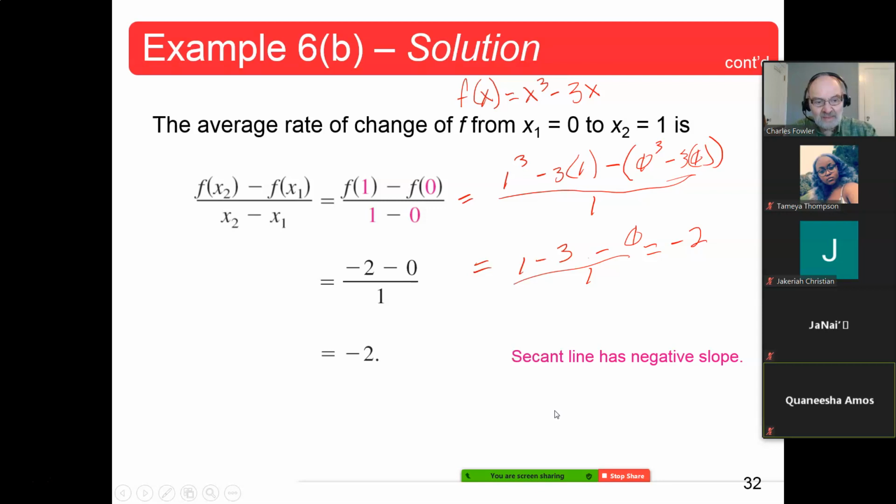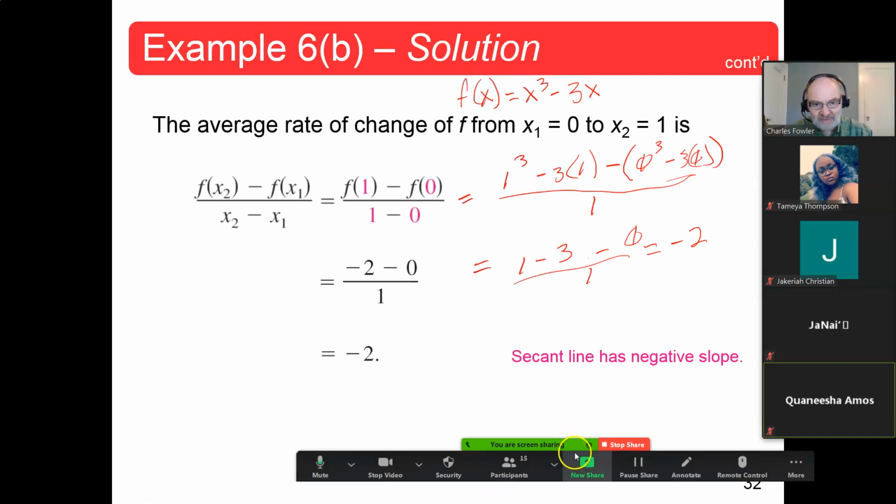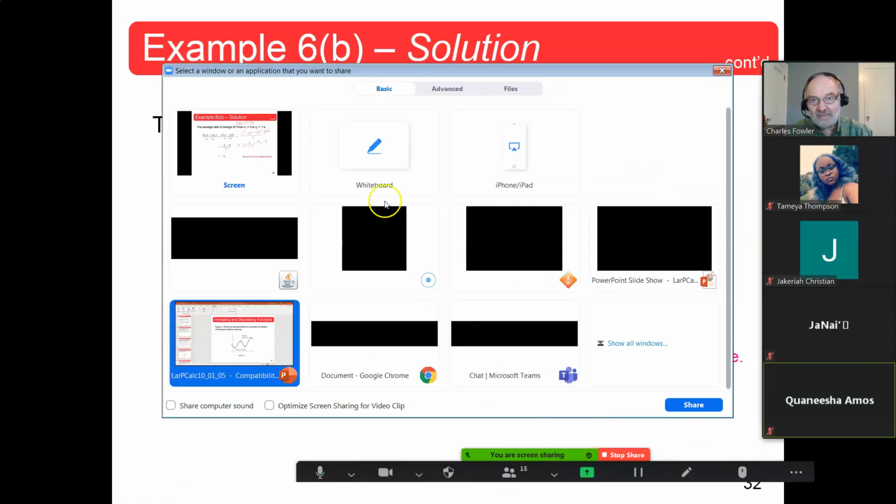Okay, so let's move on to, oh, let me say this. Before you move on, there is a checkpoint. After every example, there is a checkpoint. If you can't figure out how to do the checkpoint, remember, you can go to LarsonPrecalculus.com and see an audio-video solution of that checkpoint. I think they do skip example 7. Let's see if they do. Yes, they do. So let me do example 7 on the whiteboard.